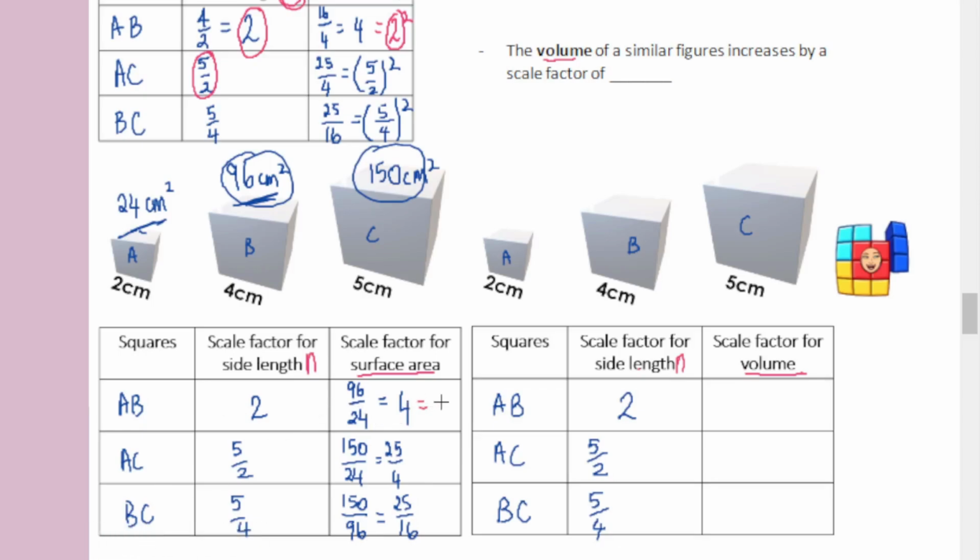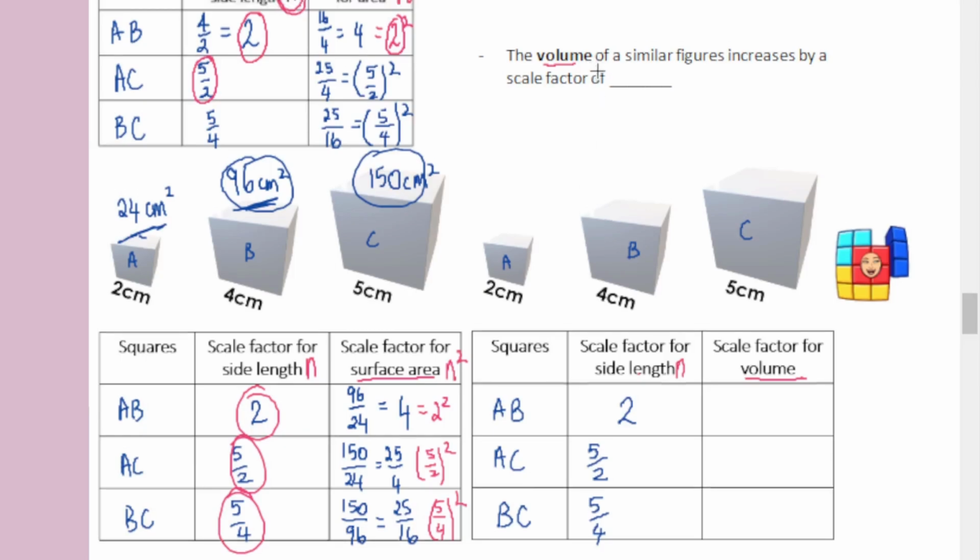Can we find a pattern between the two? Well, 4 is the same as 2 squared, so it's the same as this squared. 25 over 4 is the same as writing it as 5 over 2 squared, which is the same as this squared. 25 over 16 is the same as 5 over 4 squared, and again it's that squared. So the surface area scale factor is n squared.